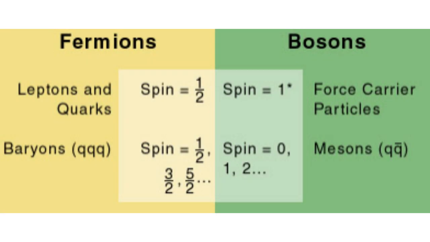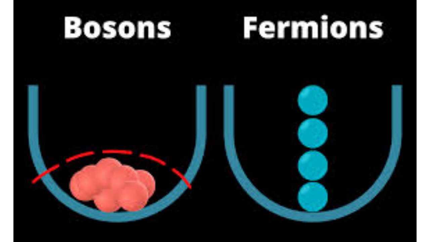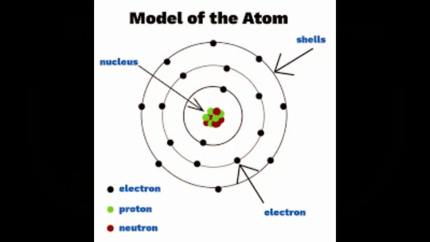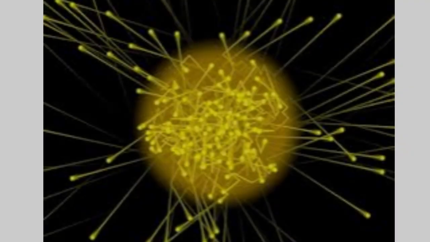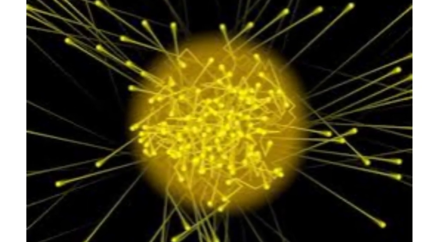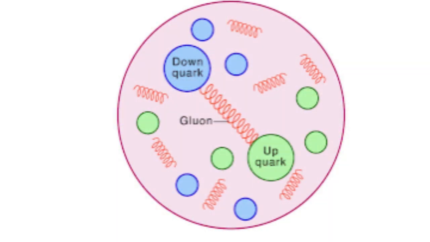All particles fall into two categories based on their intrinsic spin: fermions and bosons. Fermions have half-integer spin, like 1/2, and obey the Pauli exclusion principle. No two fermions can occupy the same quantum state. That's why electrons stack into shells around atoms. Bosons, with integer spin, don't mind sharing states. This property allows photons to pile up into a laser beam, or gluons to bind quarks together.